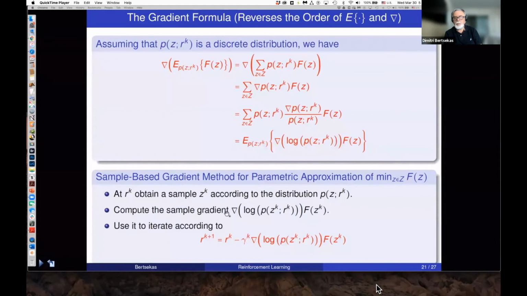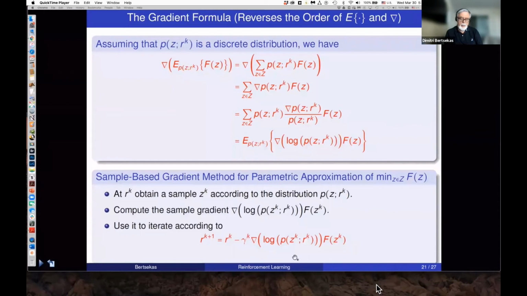Ordinarily we would like to have the expected value of this, but this would require Monte Carlo simulation. The true gradient involves the expected value of this. So we use just a sample gradient, and we have this class of probability distributions. We have Rk, we have the sample. We calculate the cost function at Zk. We calculate this logarithm and the gradient of the logarithm with respect to Rk at the sample Zk, and we use this as the incremental gradient direction.